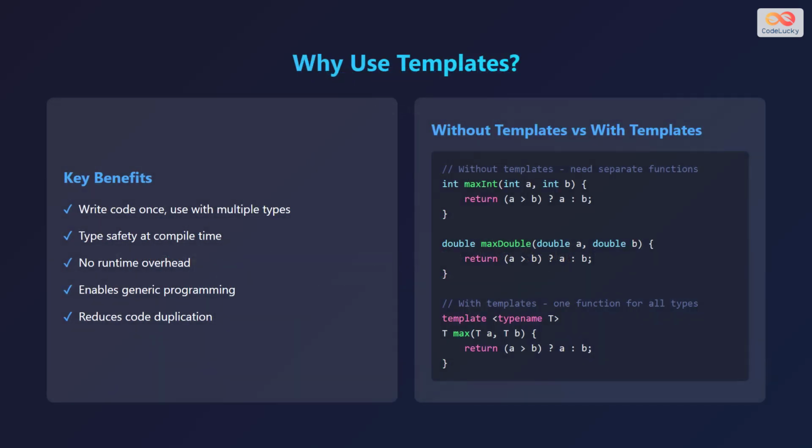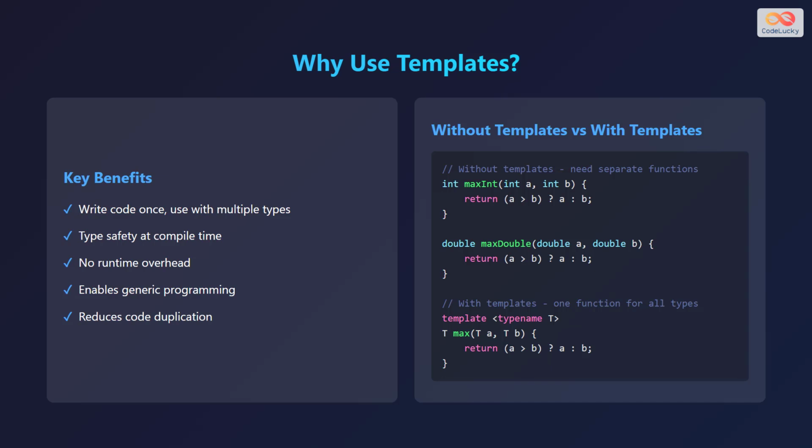Templates offer several key benefits. You can write code once and use it with multiple types. Templates provide type safety at compile time, meaning errors are caught early. There's no runtime overhead, ensuring efficient execution. Templates enable generic programming, promoting code reusability. Finally, templates reduce code duplication, making your code cleaner and easier to maintain.